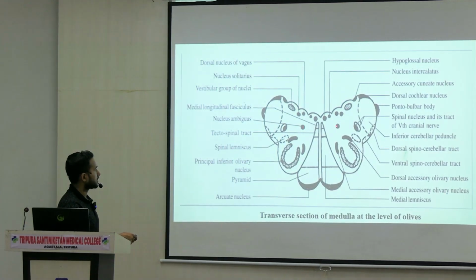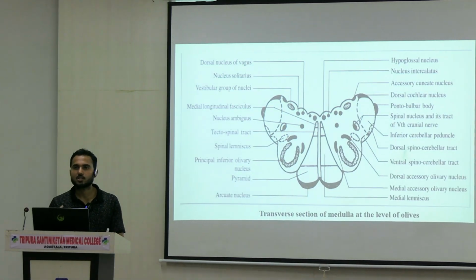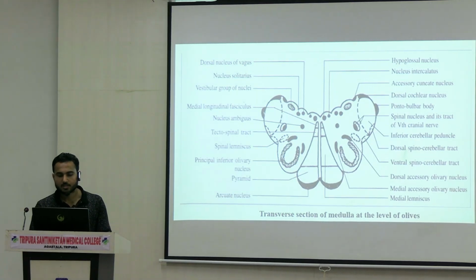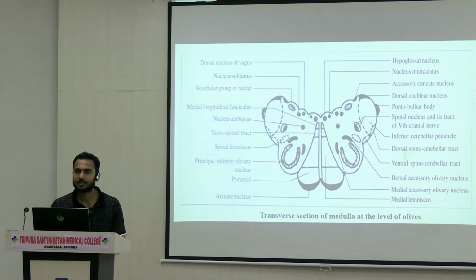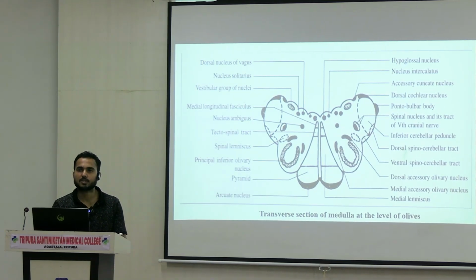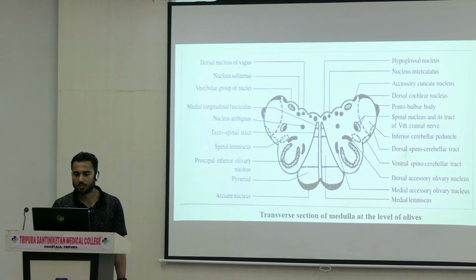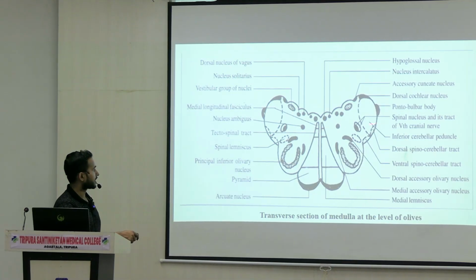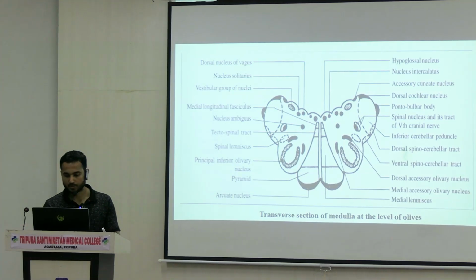Next, the nucleus ambiguus is also seen. This is the position of the nucleus ambiguus, and it is situated deep in the reticular formation. This nucleus ambiguus gives motor fibers to the 9th, 10th and 11th cranial nerves. The motor fibers of the 9th, 10th and 11th cranial nerves come out from the nucleus ambiguus. Along with that, here you can also see the spinal nucleus and tract of the trigeminal nerve.